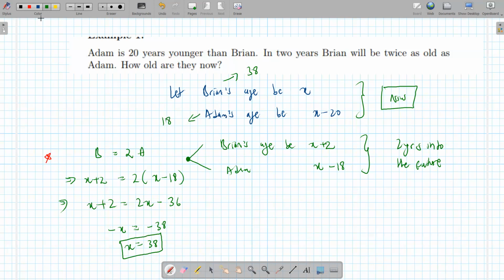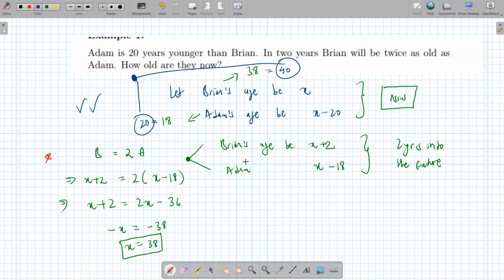Now let's see if this makes sense. 2 years from now, Brian is going to be 40. 2 years from now, Adam's going to be 20. Is he double the age? Yes, right? Mm-hmm. So there you go. That's how you do this question.